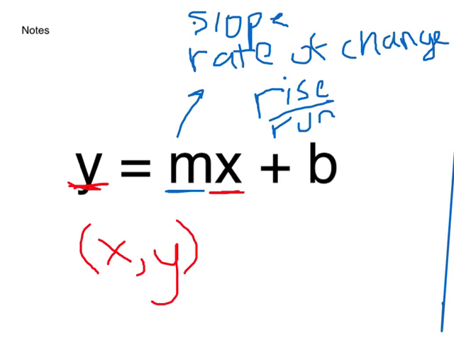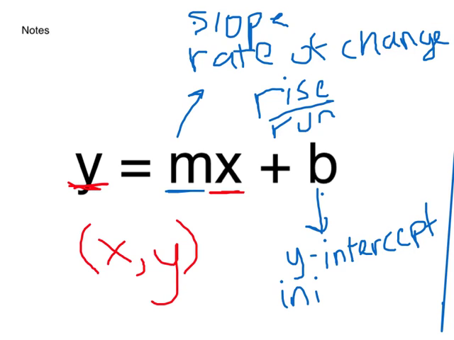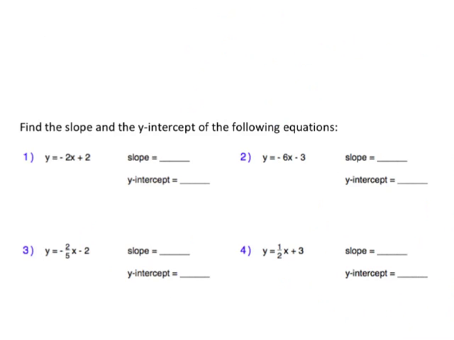And then we have our b. Our b is our y-intercept, which is the same as our initial value, or the point when x equals 0. So it'll be 0, comma, whatever b is. So these are the different parts of our line. And then today we're going to work on pulling out the slope and the y-intercept from an equation.